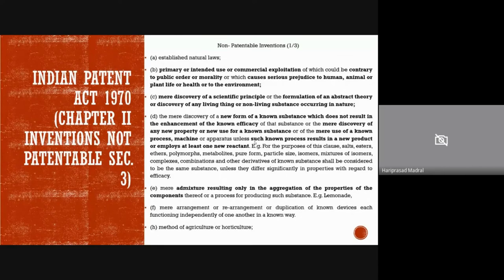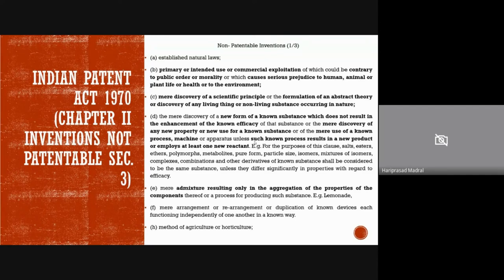Now, subsection D says a new form of a known substance which does not result in enhancement of known efficacy, mere discovery of any new property or new use of a known substance, and mere use of a known process, machine, or apparatus, unless such known process results in a new product or employs at least one new reactant.